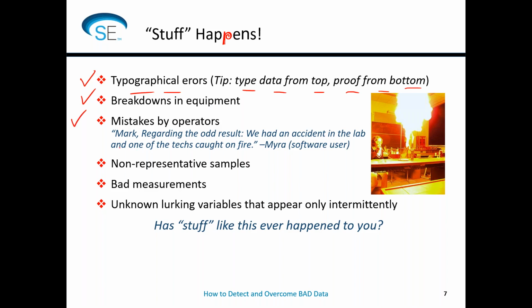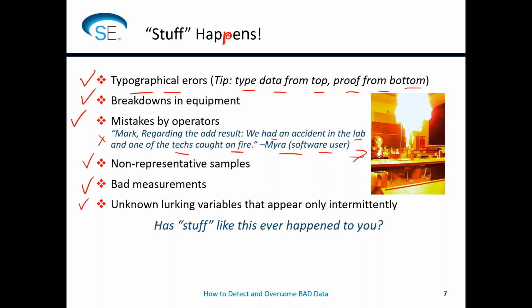Operators make mistakes. I got this email some years back: "Mark, regarding the odd result, we had an accident in the lab and one of the techs caught on fire." That was fairly alarming. So that would be a special cause. Sampling, that's something to be really careful about. Is the sample representative of the process? Measurements, very common that somehow something goes wrong with your measurement.